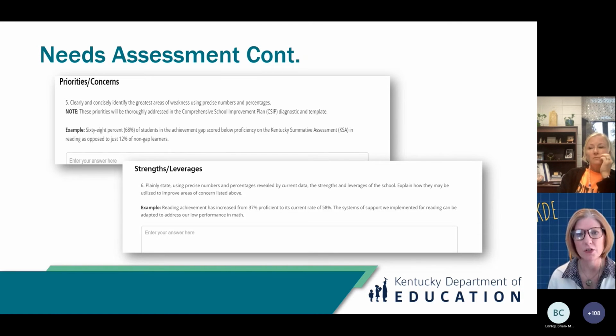So if math isn't going so well, how can you use those processes and those systems to help improve the math scores? So not just looking at, yeah, we're doing pretty good in this area, but how does that inform the areas that you're not doing so well in? How can you use that to improve in those areas?